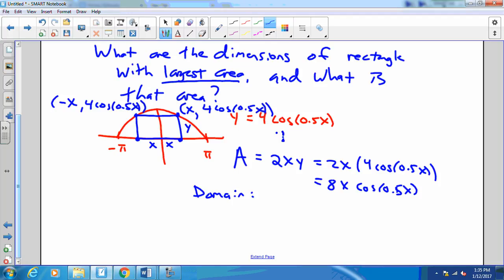Next question, domain. The smallest value of x is pretty clearly 0. There was an interesting discussion in the other class. Could I let x actually become negative? I could actually do that, but when I do, I sort of flip the rectangle inside out, and I end up with another rectangle identical to the previous one. So the feasible domain here is really from 0 out to the largest possible value of x, which is pi.